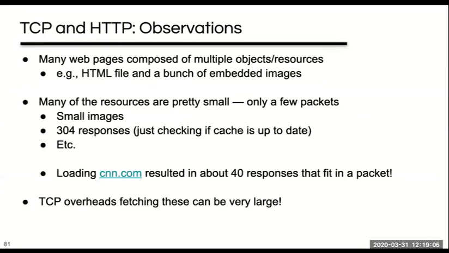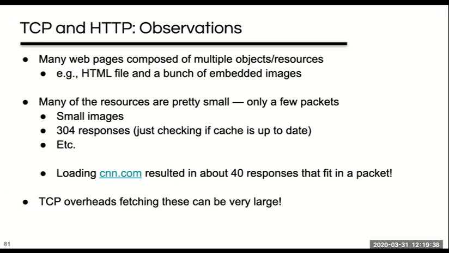First, many web pages are composed of multiple objects, like an HTML file and a bunch of embedded images. Many of the responses are pretty small, only a few packets. For example, small images or 304 responses if you've got it cached. I did a test, and CNN.com resulted in 40 responses that fit in a single packet, and that was with a clean cache. So there are a lot of these really small requests. That was just loading the front page of CNN.